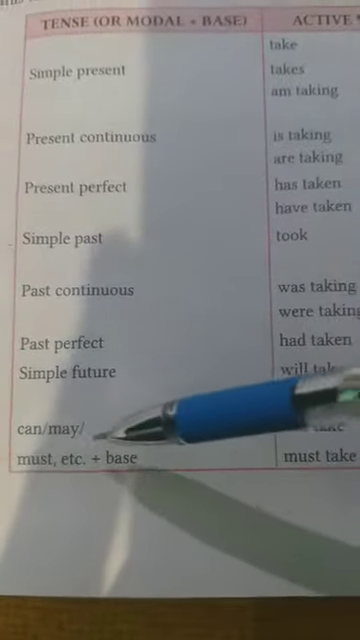Must take. You must take some exercise. So what will be the sentence in passive voice? In an active sentence with must, we see must plus base form. So you must take some exercise, and the passive is: some exercise must be taken by you.